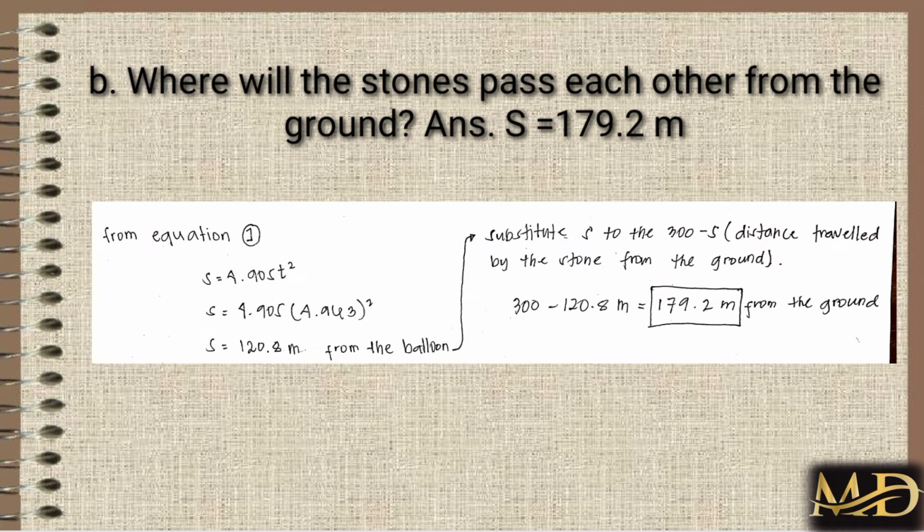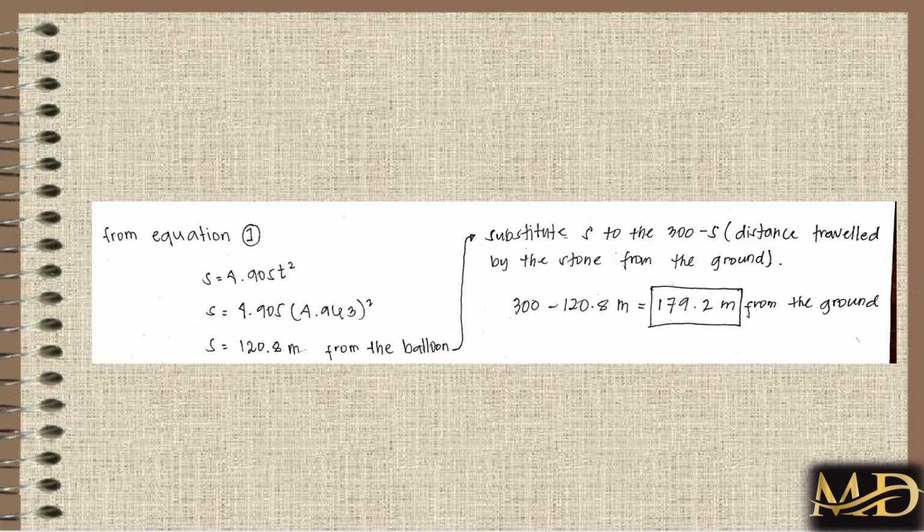So letter B, where will the stones pass each other from the ground? So from equation 1, S is equal to 4.905 t squared. Then S is equal to 4.905 times 4.963 squared. S is equal to 120.8 meters from the balloon. Let's substitute S to the 300 minus S, the distance traveled by the stone from the ground. 300 minus 120.8 meters is equal to 179.2 meters from the ground.